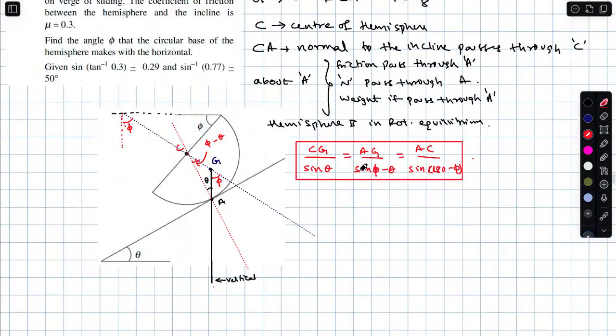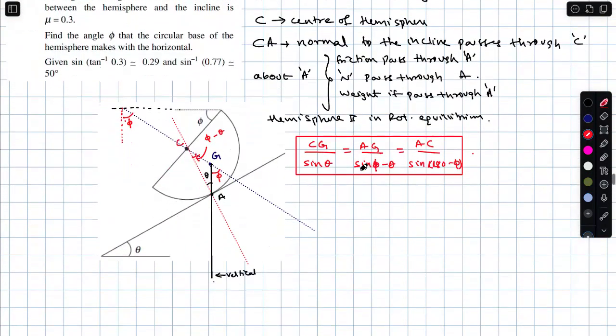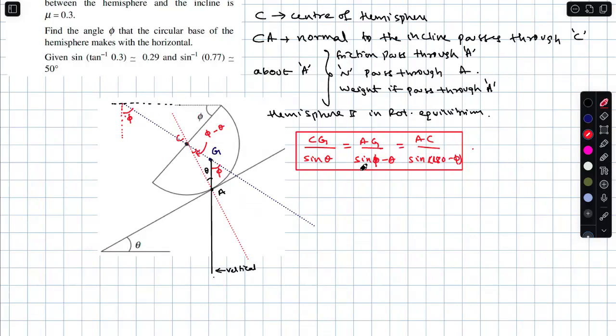What values have they given? No such values are given. And one more important point: it is at the edge of, at the verge of slipping. So mu is equal to tan phi, tan theta. The angle is the angle of repose. Theta is tan inverse mu, tan inverse 0.3, 0.29.